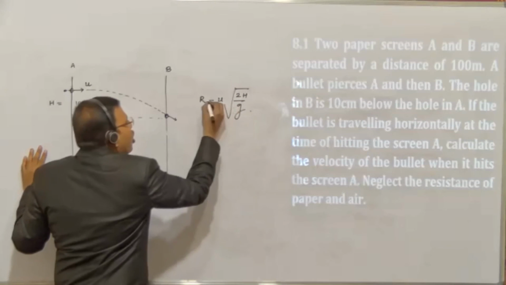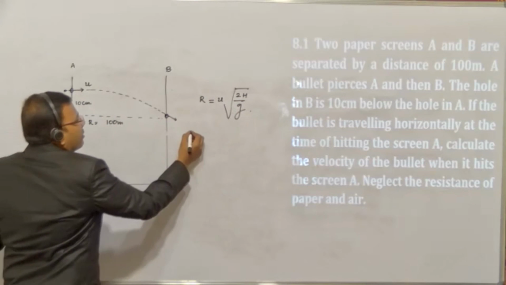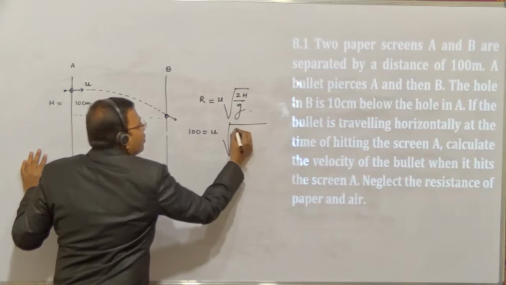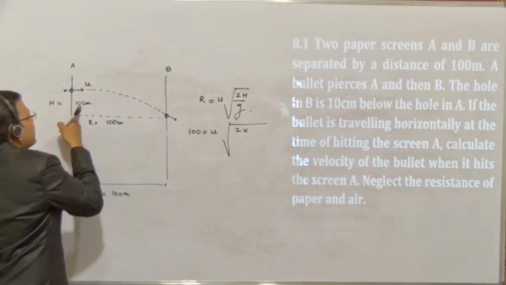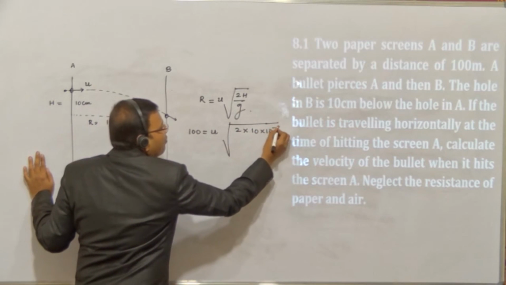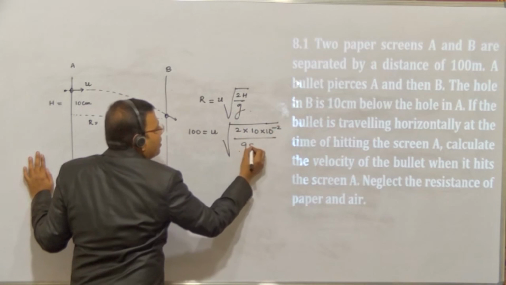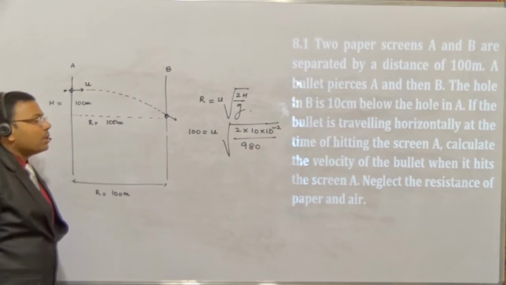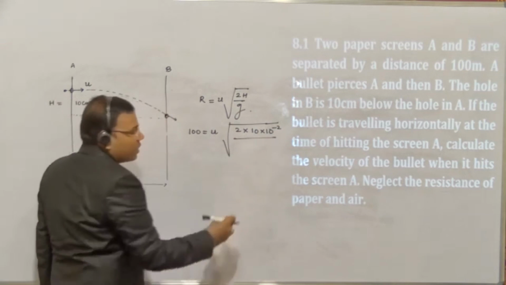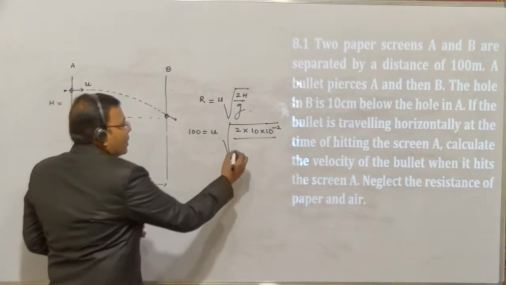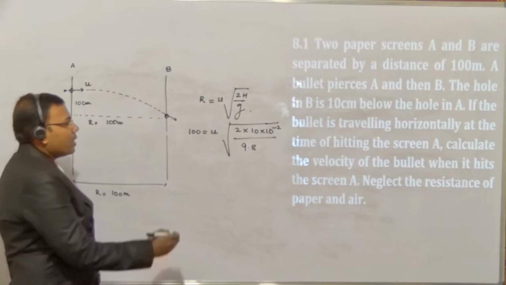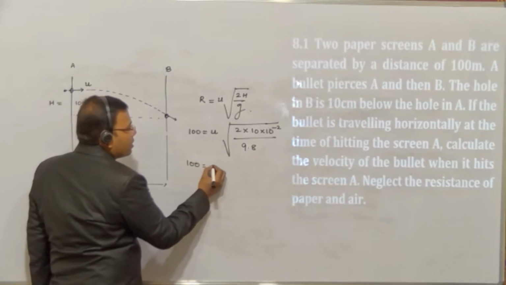How much is R? R is 100. 100 is equals to u, and this is 2h. h is how much students, 10 सेंटीमीटर है बेटा, तो हम 10 सेंटीमीटर को लिखते हैं 10 पावर ऑफ -2 बाई g, आई एम टेकिंग इट एज 980. अच्छा, इसको हम 9.8 लेते हैं, राइट. अब वी आर सॉल्विंग द प्रॉब्लम इन एसआई सिस्टम, तो आप 9.8 लीजिए.